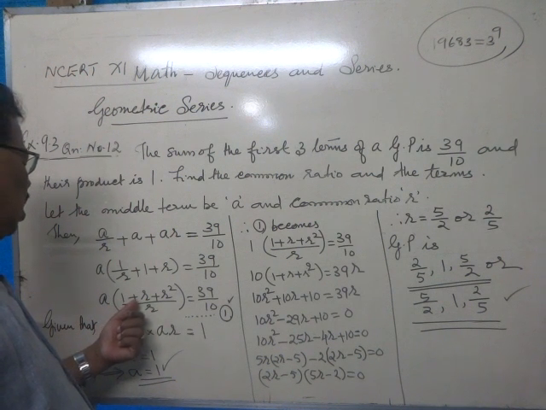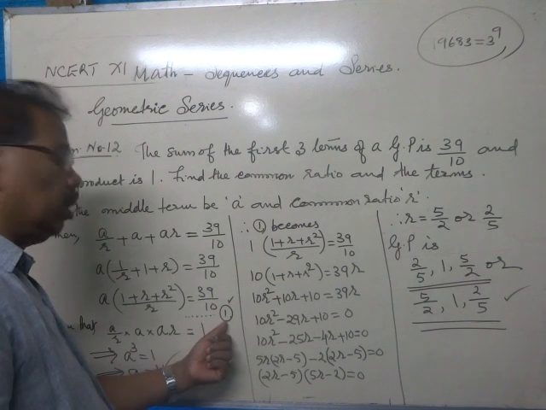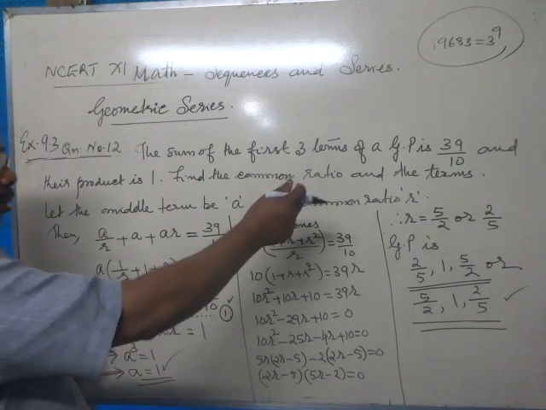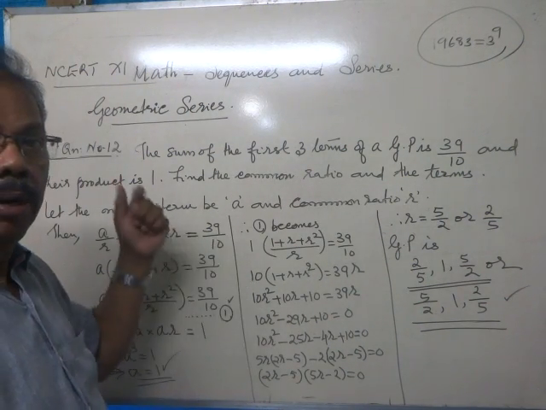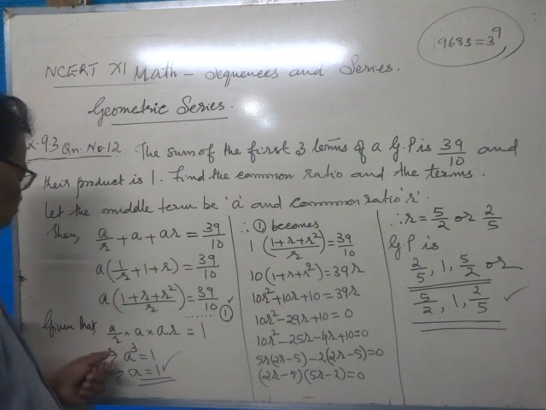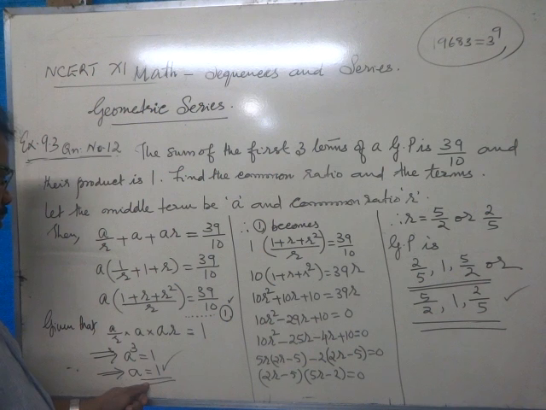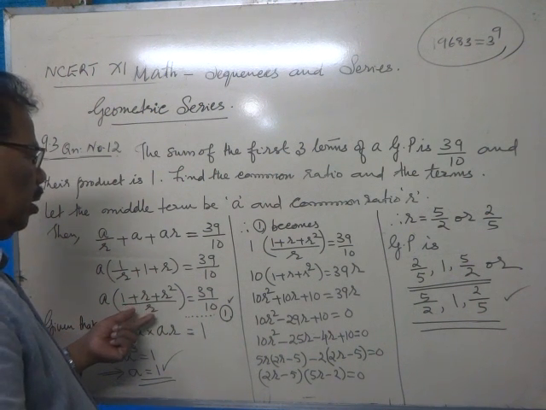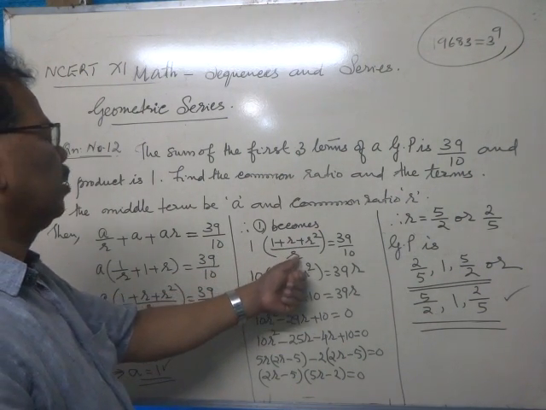A into 1 plus R square by R is equal to 39 by 10. We mark it as 1. And by the second part, that is the product being 1, we fix the value of A to be 1. Now this equation 1 can be written as 1 into 1 plus R square by R is equal to 39 by 10.